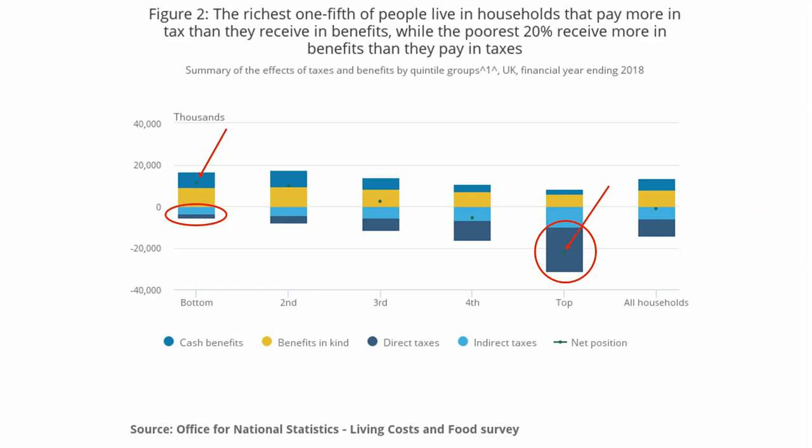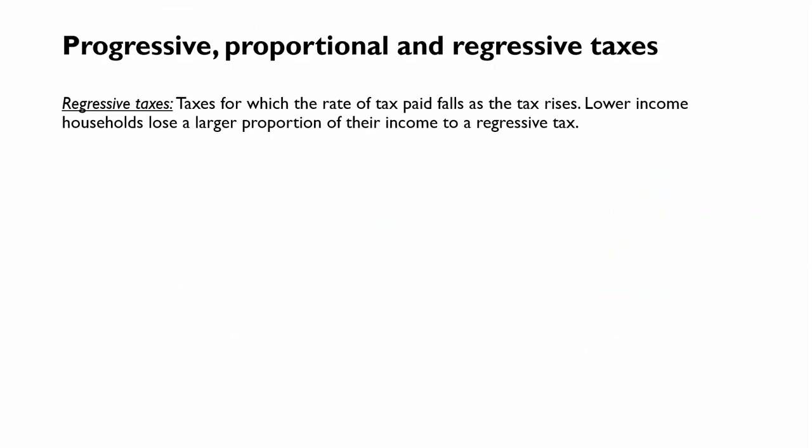So that's a progressive tax system. It benefits the poorest of society more than the top end. The opposite is a regressive tax system. This is a tax where the rate of tax paid falls as income rises. So lower income households spend a larger proportion of their income on the regressive tax.